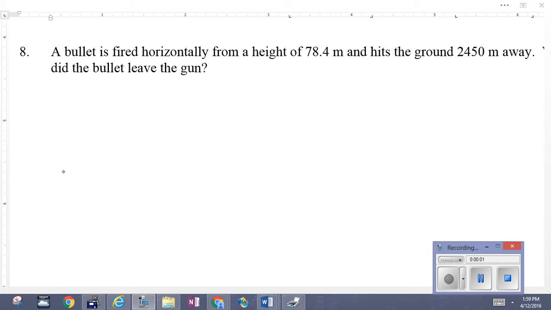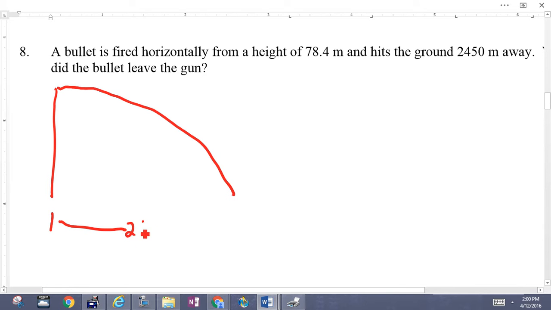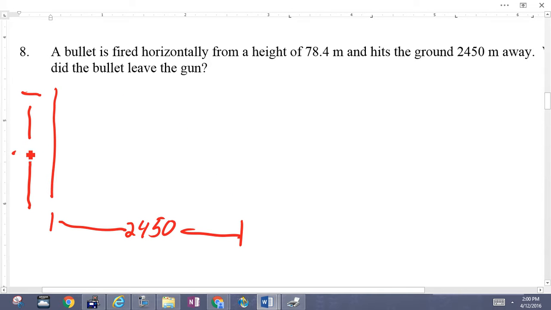Looking at number 8. Okay, so maybe a little diagram might help. We're firing this horizontally. It's going to land so far down the line here, which we know is 2,450 meters. So we know that that's the maximum range. We know it's fired from this height, which is 78.4 meters.